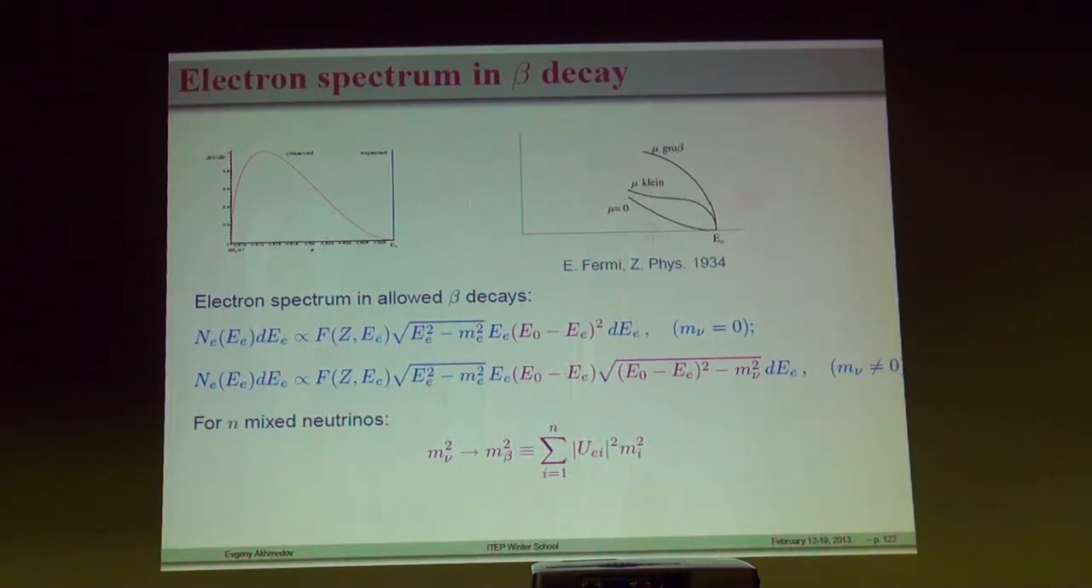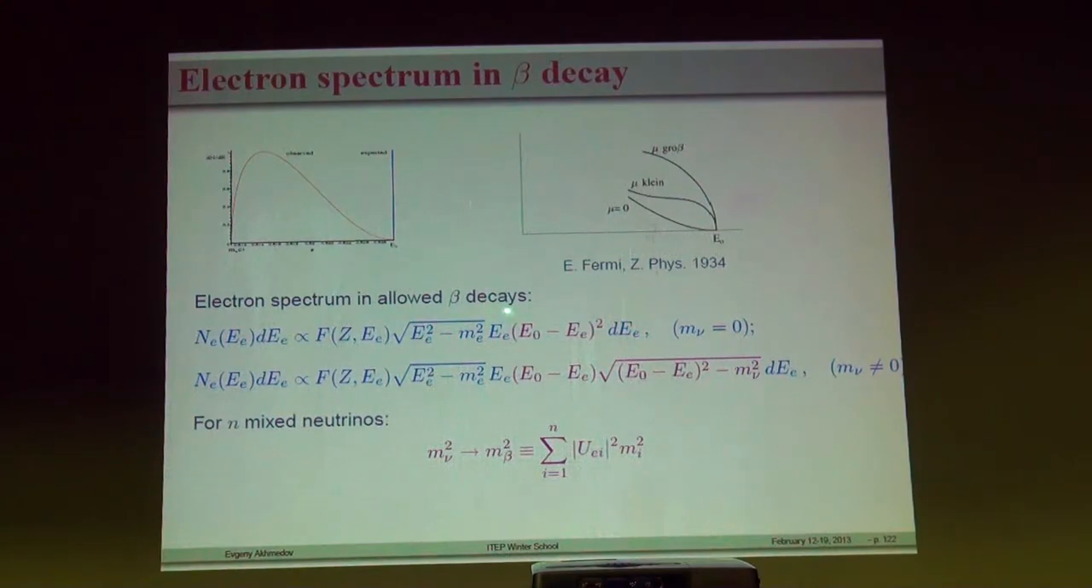Why is it so? Because when the electron energy is close to its maximum value, neutrino energy is close to its minimum value. The energy is shared between the electron and neutrino. And when neutrino energy is minimal, then it's easier to probe the neutrino mass. Now the electron spectrum for the so-called allowed transitions is given by this expression for zero neutrino mass and by this expression for non-zero neutrino mass. This function F is called the Fermi function. It takes into account the interaction of the emitted electron with the Coulomb field of the nucleus. And it's a well-known function.